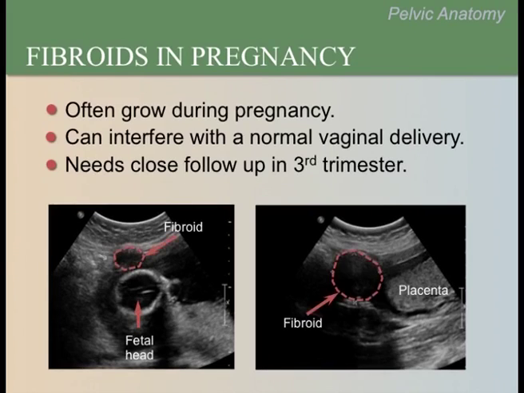Here we have labeled the fibroids, fetal head, and placenta to make them more obvious. Fibroids often grow during pregnancy. If they are large and located near the lower part of the uterus or in the cervix, they can interfere with a normal vaginal delivery. If you identify a fibroid in pregnancy, be sure to reevaluate the patient, especially in the third trimester. The patient may need a C-section, depending on the size and location of the fibroid.